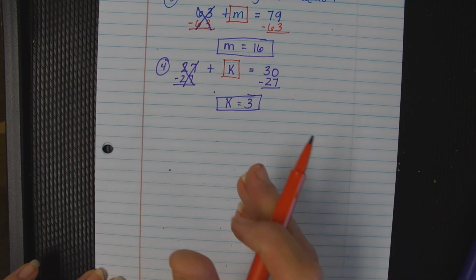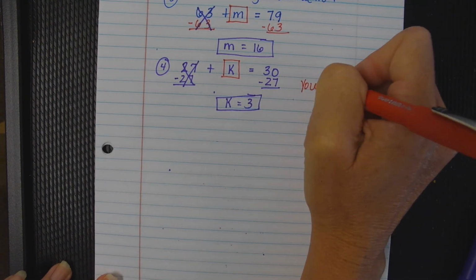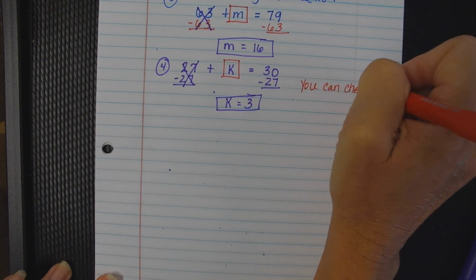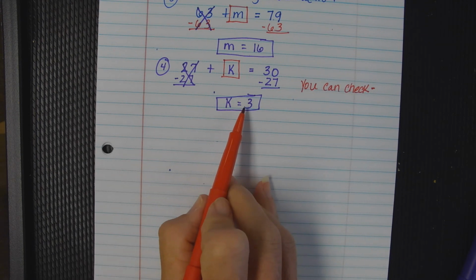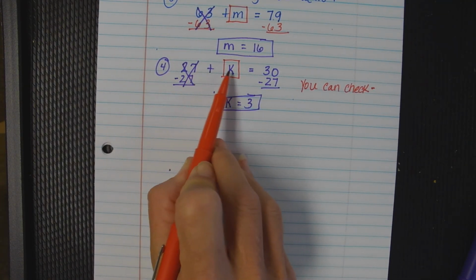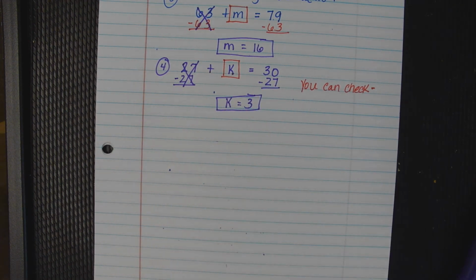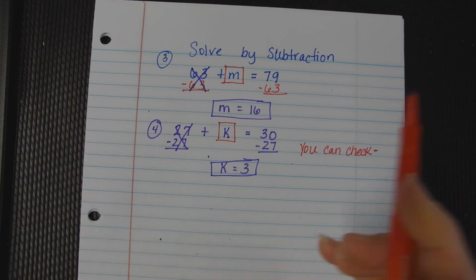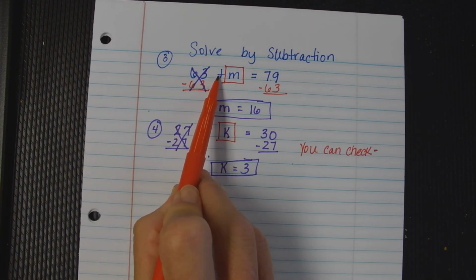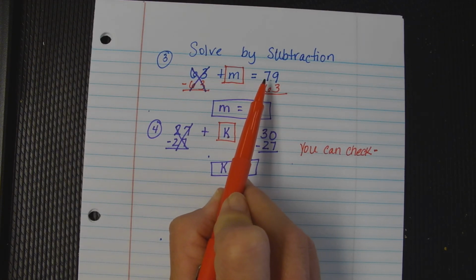Something that I have not talked about, I will use this as an example. You can check your answer. Take your answer, plug it back in. 27 plus 3, is that equal to 30? Yes. Going back up to number 3, 63 plus 16, is that 79? Yes. Guys, you will have your calculators. There's absolutely no reason you should miss these.